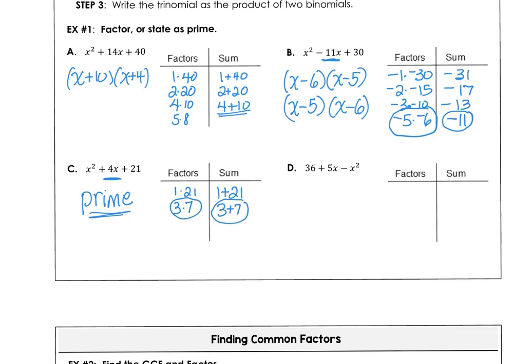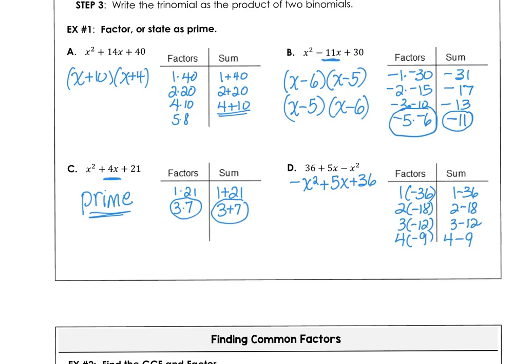Now this last one, you have negative x squared in front, so I'm going to write the trinomial in descending powers, and thinking of 1 times negative 36, or 2 times negative 18, or 3 times negative 12, and then 4 times negative 9. We're looking for a sum of 5. Well, 1 minus 36 is not 5. 2 minus 18 won't do it. 3 minus 12 won't do it. And 4 minus 9 will. Whoop, this should have been a 9, not a 5.